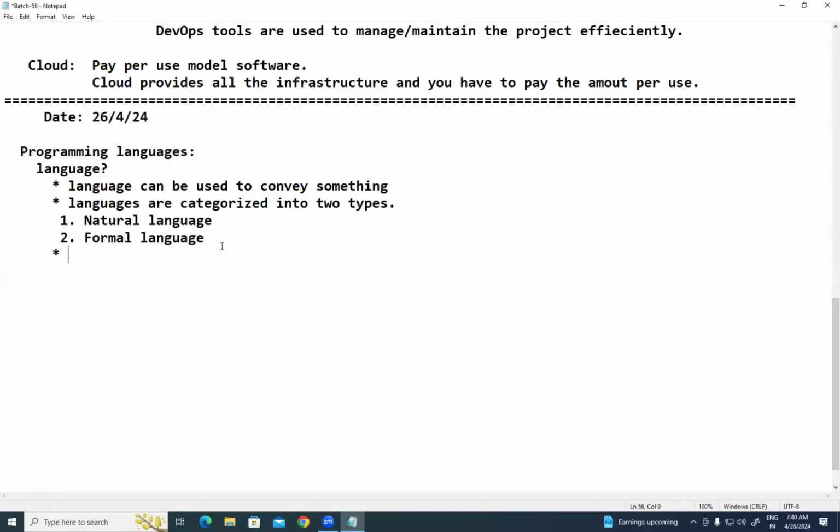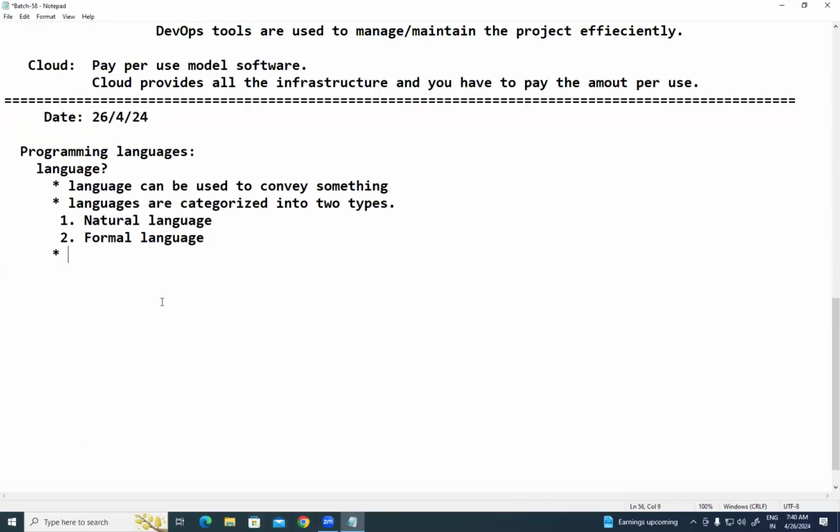For example, if you know the Java programming language, almost 80 to 90% of Python you also know. The only difference is there will be a syntax difference. So that's why I would like to give you a clear idea on what programming languages are today. Folks, am I clear?